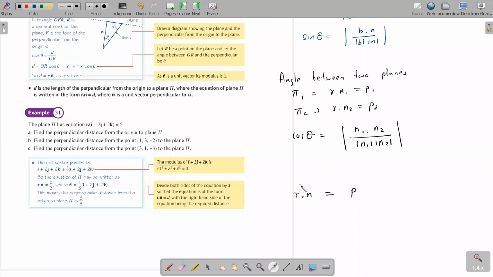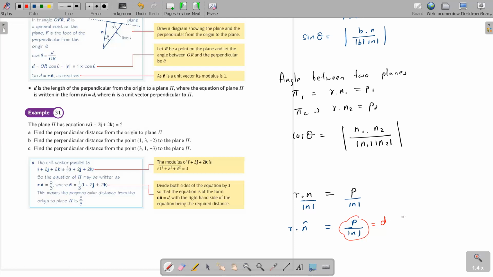We should find the modulus and divide by the modulus, right? So you divide by the modulus of n. The thing is, you divide by the modulus on not one side, but both the sides. So then this becomes r dot n hat, and this p. Now this p is a constant, right? This p over modulus n is also a constant. So this p over modulus n is becoming the d here, where d is the distance.